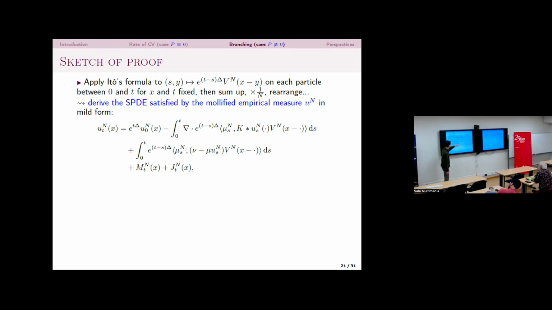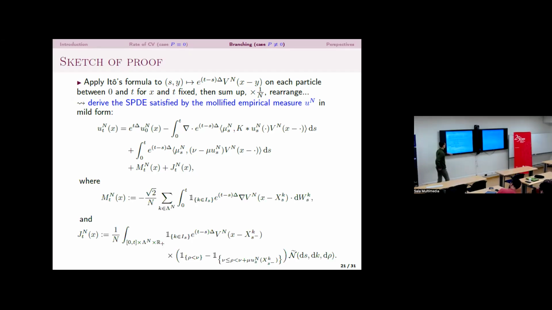And so this M^N is the continuous martingale part, the continuous stochastic integral part, sorry. And J^N is the jump part.